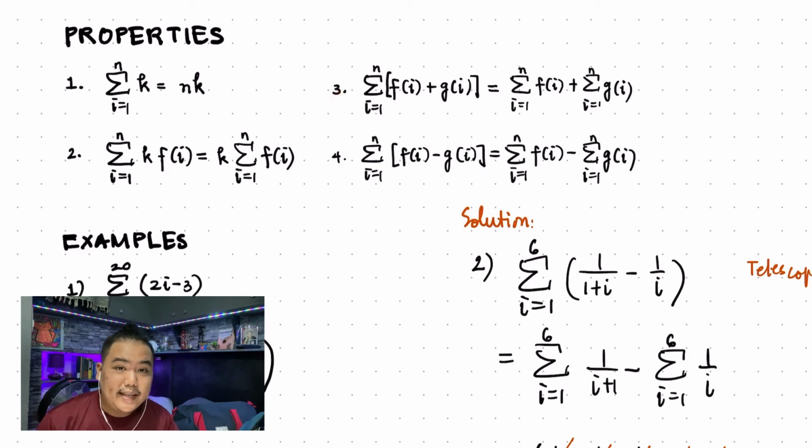And to spoil the next video, yes, mag-work pa rin yung properties 2, 3, and 4 kahit na yung I mo, nagsisimula siya sa kahit anong number. At itong property number 1, mag-a-adjust lang siya ng onte. It will be K times kung ilang beses mo ina-add si K sa sarili niya.